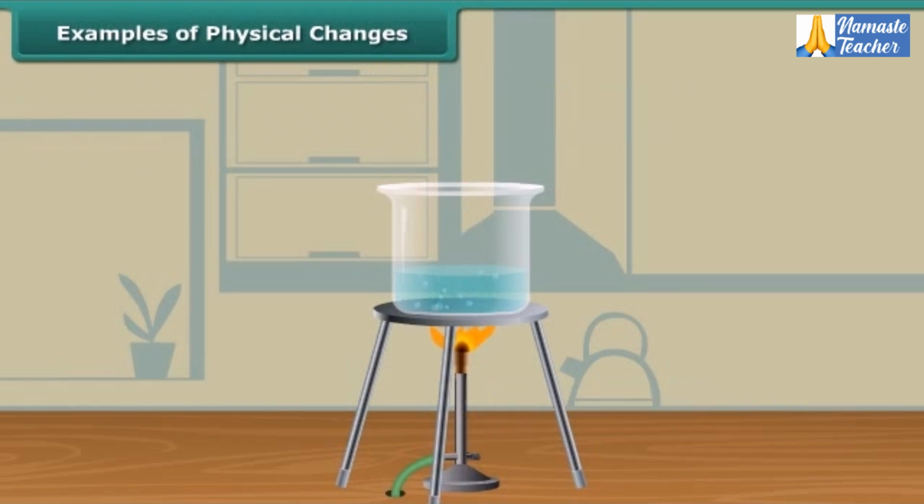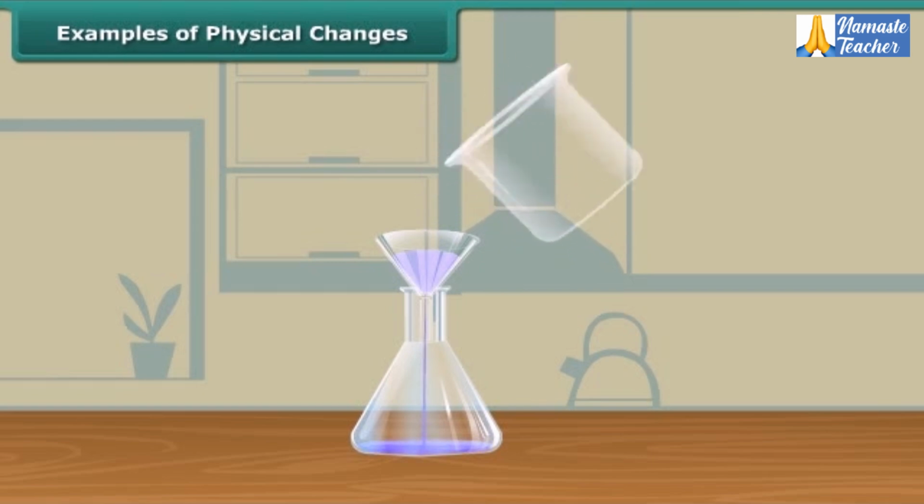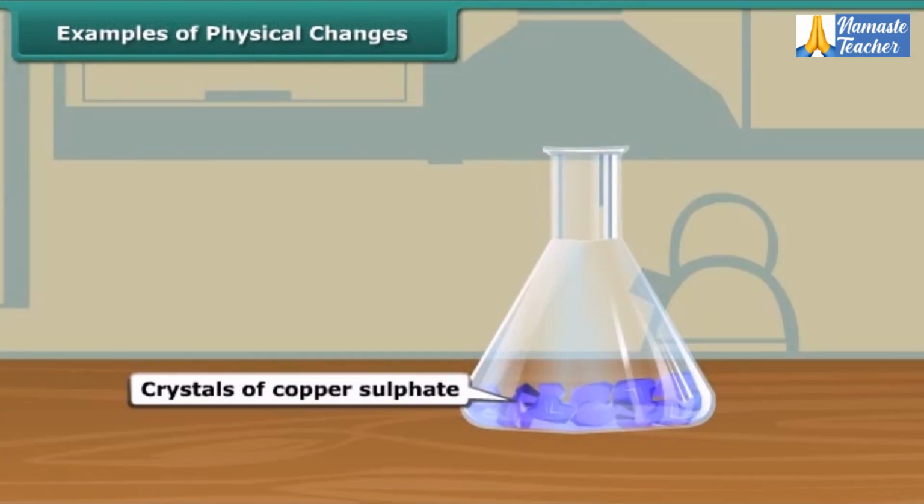Now heat the water. When it starts boiling, add copper sulfate powder slowly with continuous stirring till a saturated solution is obtained. Filter the solution. Allow it to cool. After some time, you will see blue-colored shining crystals of copper sulfate in the solution.